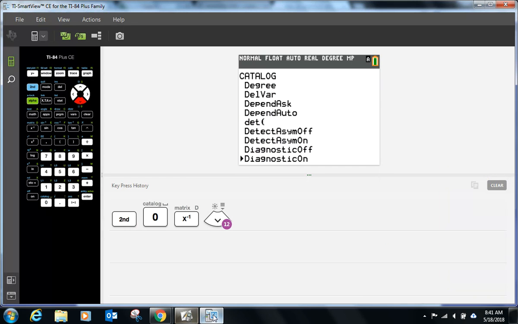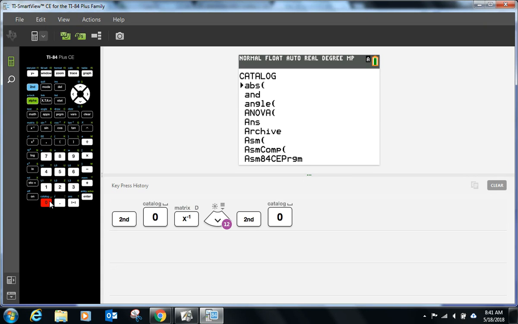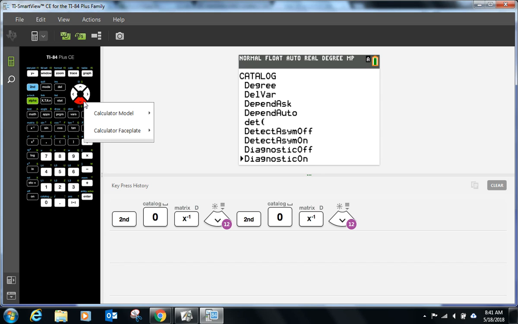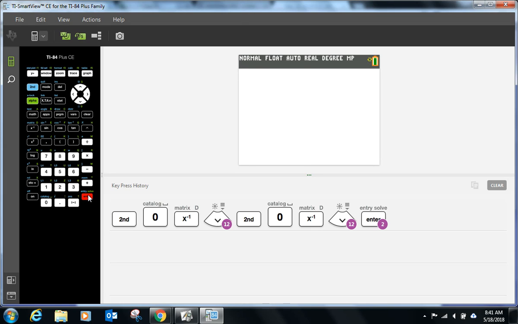Okay, so again, starting this video over again, go to second 0 on your calculator. It says catalog. Scroll down to the section that starts with the letter D. You will see a term that says diagnostic on. Press enter. It'll show up on your screen now. And then enter again, it should say done. And I'll tell you why you needed to do that when we get to it here in a second.